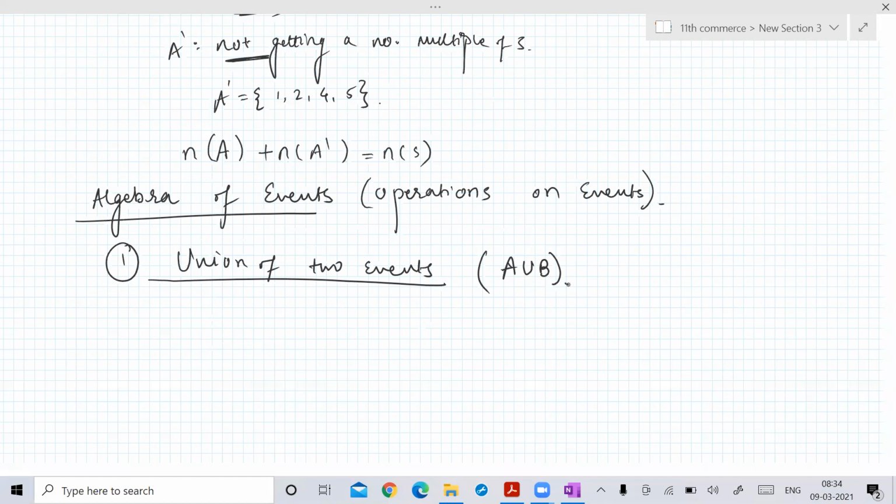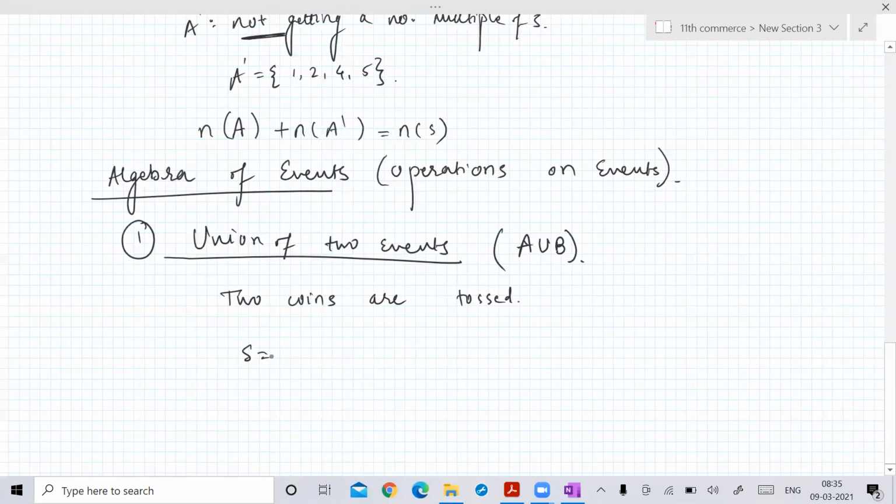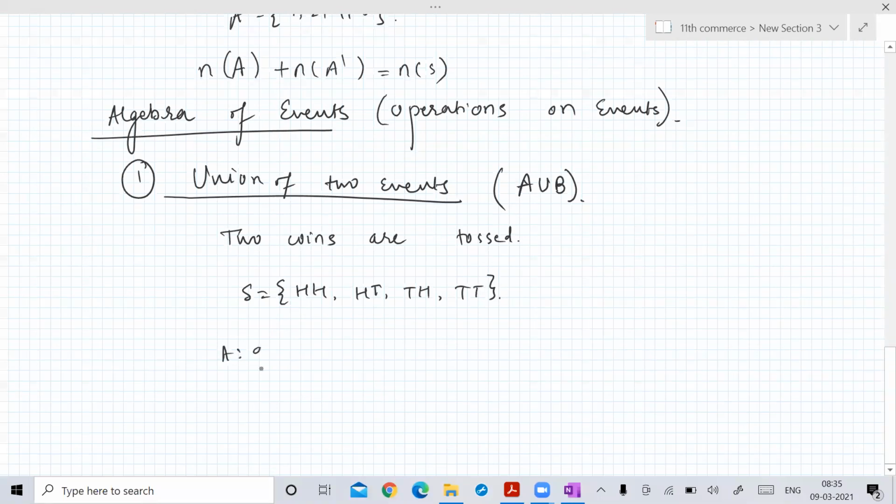A union B. Okay. So let's say two coins are tossed. So what will the sample space be? The sample space is: head head, head tail, tail head, tail tail. So if I ask you for getting two heads, what will come in A? HH. Okay.